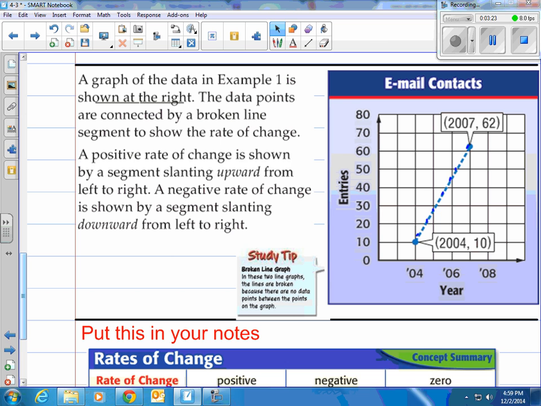That means that the information, if you read down here on the tip, says a broken line means that there are no data points in between. We just have a data point here and we have a data point here. A solid line would mean that we have data points all through. And again, it's going upward, so therefore we have a positive rate of change. And if it was going downward, we call it a negative rate of change.